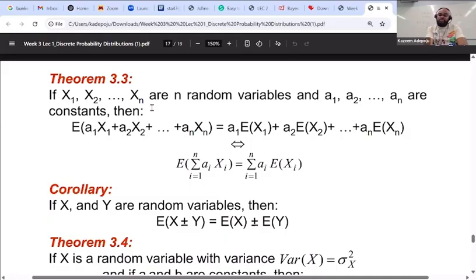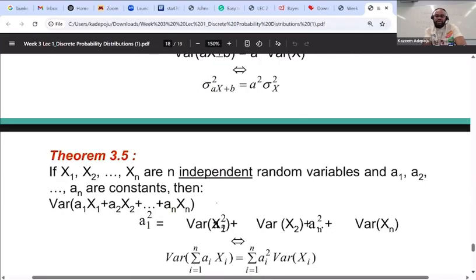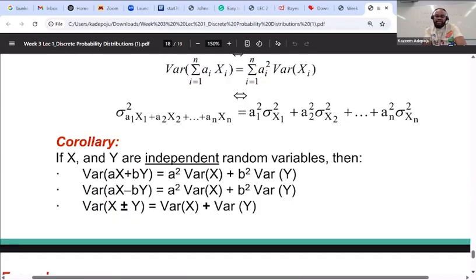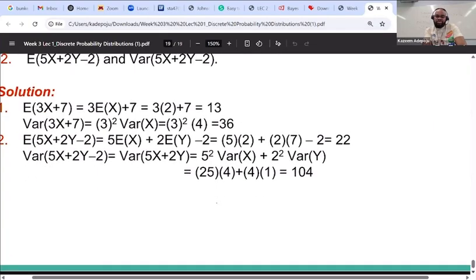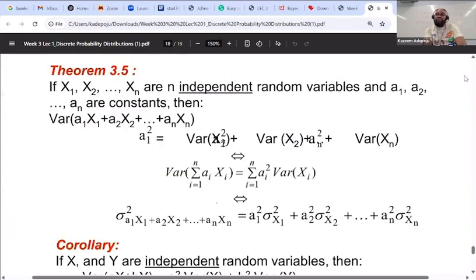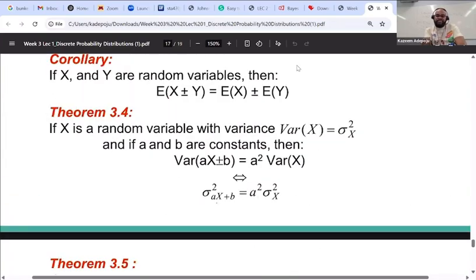If that is 10 over 28, now we have a rule. If X1, X2 up to Xn are random variables and a1 up to an are constants, we can find the expectation of the linear combination. The constants are going to come out: a1 times the expected value of X1, and so on. Because I don't want to rush you, I'm going to continue from here tomorrow, because time is against me.